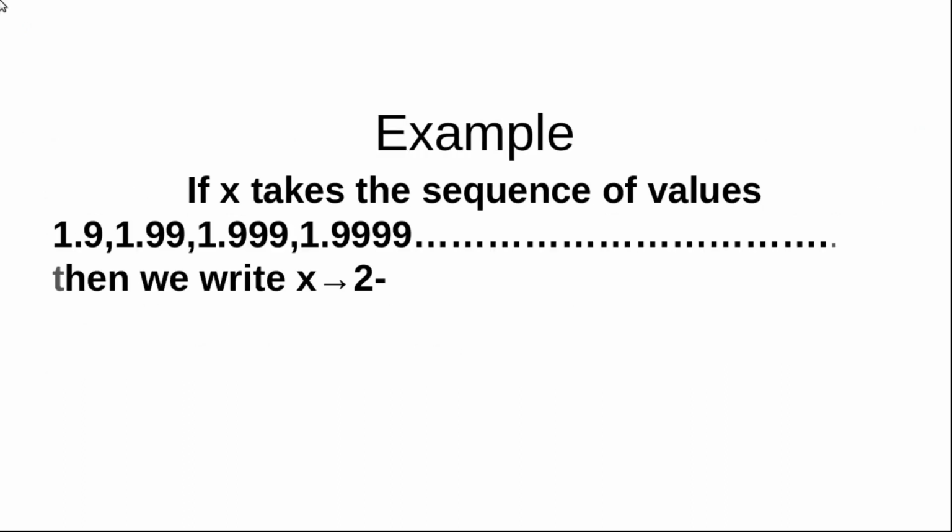Now we can take an example. If x takes the sequence of values 1.9, 1.99, 1.999, 1.9999, etc. That means x takes the value very close to 2 and it is less than 2. Then we write x tends to 2 minus. In this case, we can see that the value of x is very near to 2 and it is less than 2. That means x tends to 2 from left to right. Then we write x tends to 2 minus.